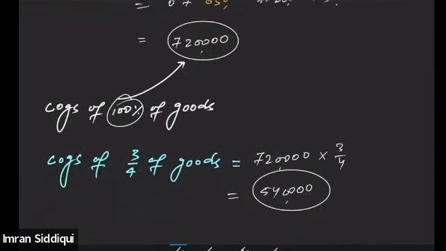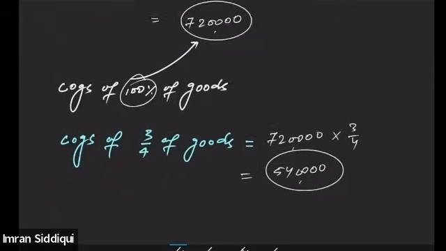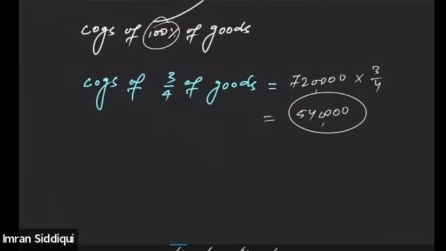So if 7,20,000 is the cost of 100% of the goods, to determine the cost of 3/4 of the goods being sold, we just need to multiply the entire cost with 3/4, and this way we will get 5,40,000. So this is the cost of 3/4 of the goods sold. All right, is that clear? Everybody, is it clear or not? Yes, sir.